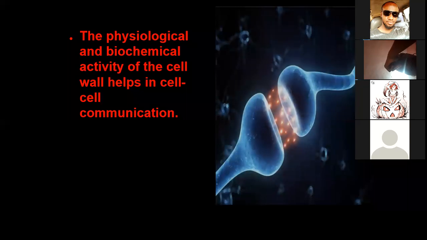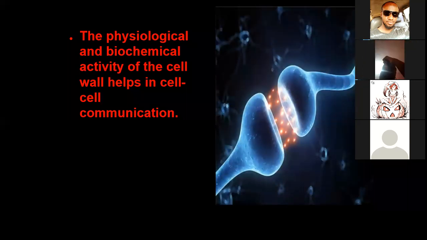Now, the cell wall also allows bacteria to carry out cell-to-cell communication. The physiological and biochemical activity of the cell wall helps in what is called quorum sensing. It is a cell-to-cell communication between two bacteria.